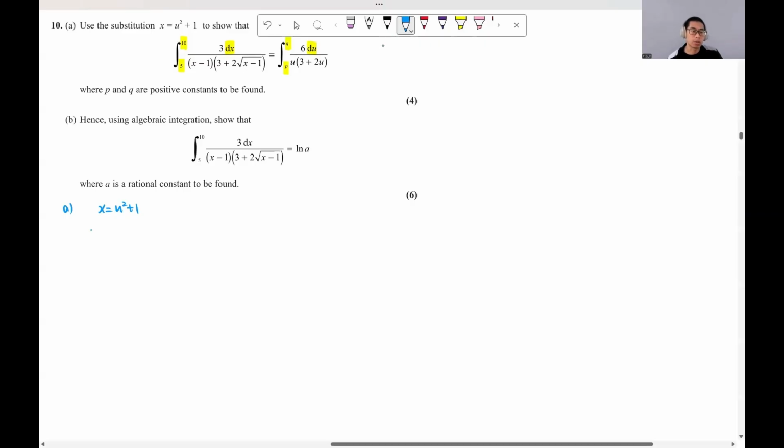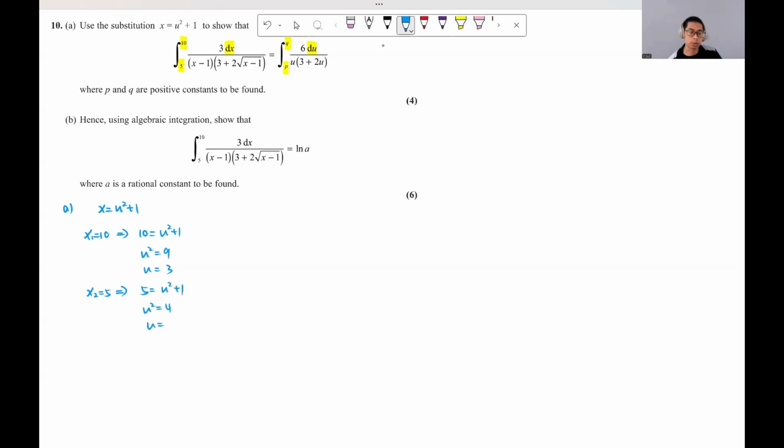So if x1 is equal to 10, that means 10 is equal to u squared plus 1. So u squared equal to 9, that means u is equal to 3 if we square root it. And then if x2 is equal to 5, that means 5 is equal to u squared plus 1. Then u squared is equal to 4, so u is equal to 2. So that would be the upper limit, and this would be the lower limit.